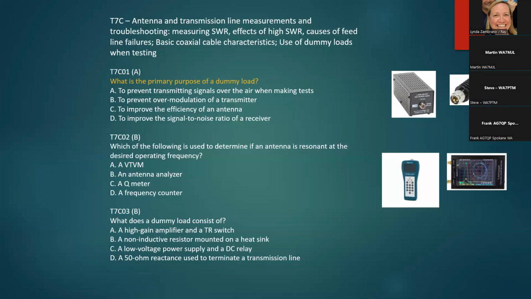So, question C1. Yeah. Got a question there? Okay, just background chatter.